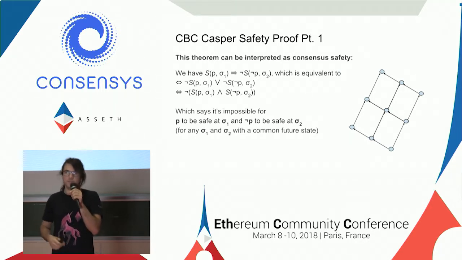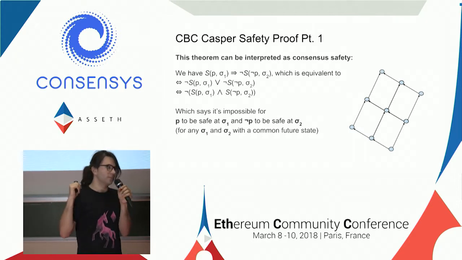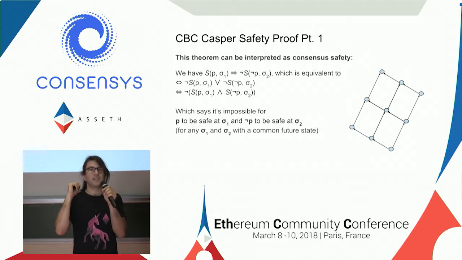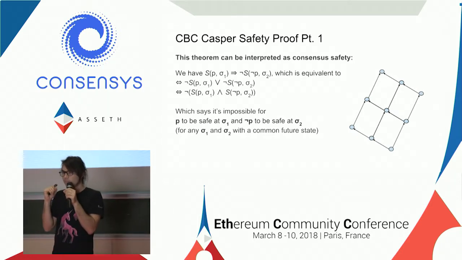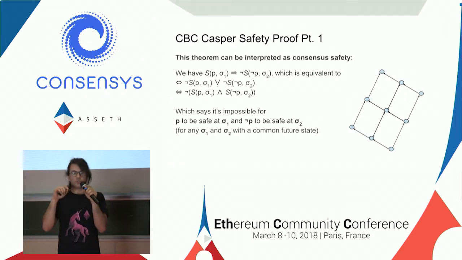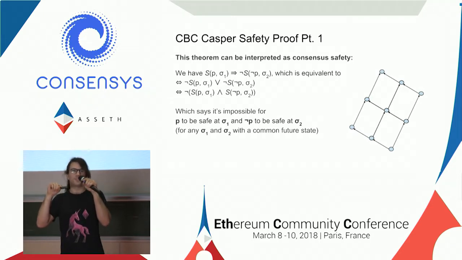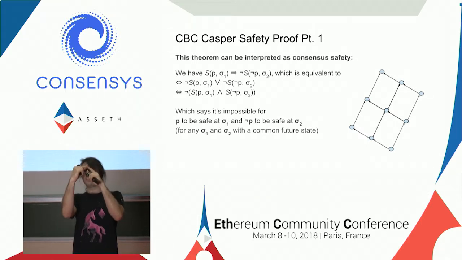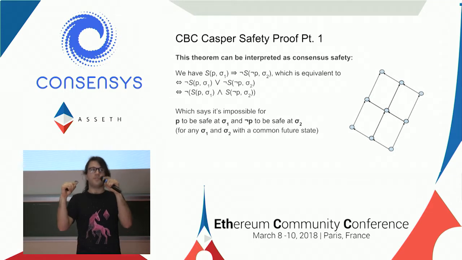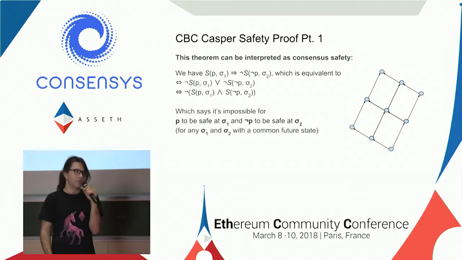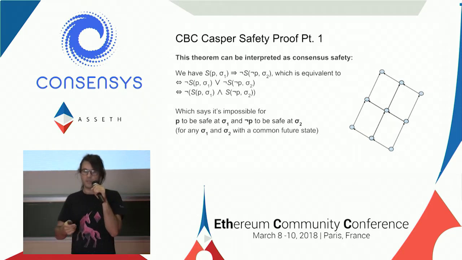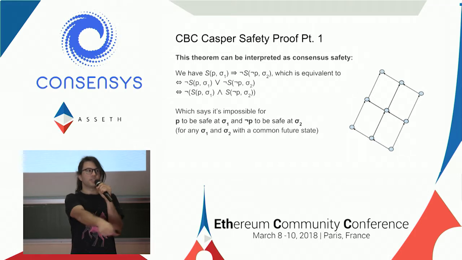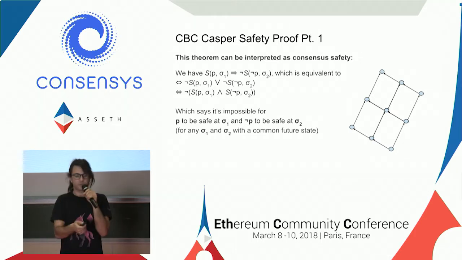So firstly, we can do a little bit of logic here and show that this is equivalent to the fact that it's not the case that P is safe at sigma 1 and not P is safe at sigma 2. You could also think of proving that if you assume that P was safe at sigma 1 and not P was safe at sigma 2 and have a future state in common, sigma 3, then both P and not P would have to hold, which we're not allowing. So in some way, this looks a lot like consensus safety. It means the things that are safe there and the things that are safe here don't contradict each other. They're consistent.